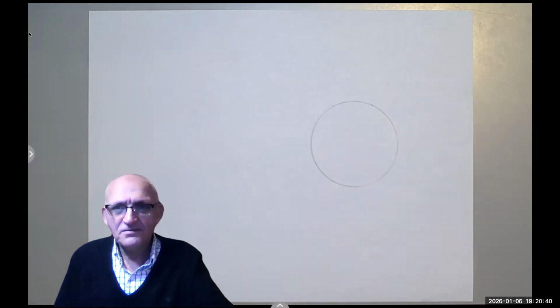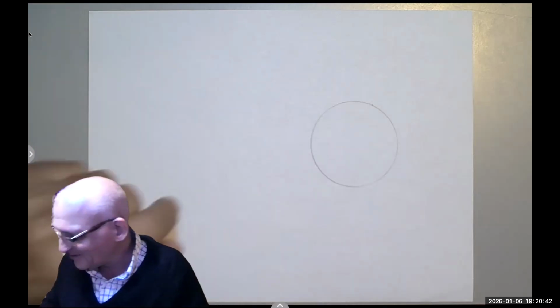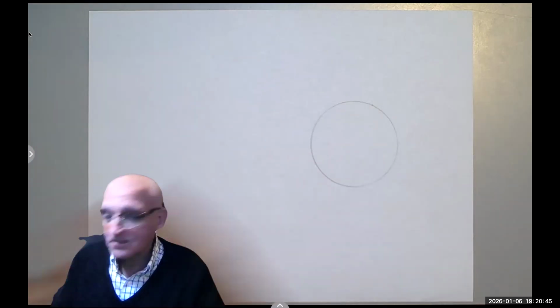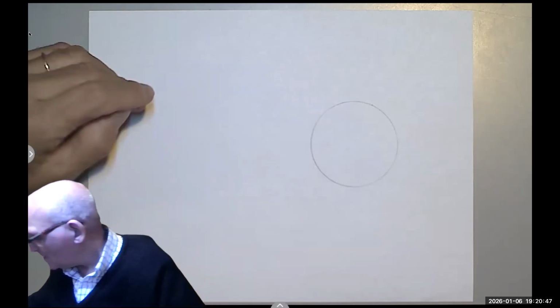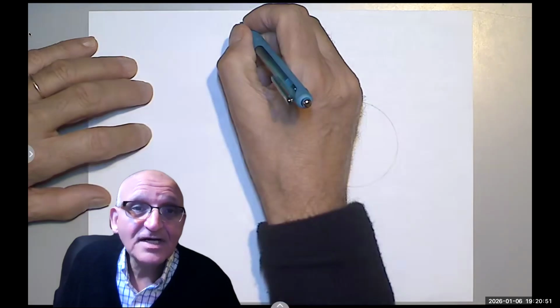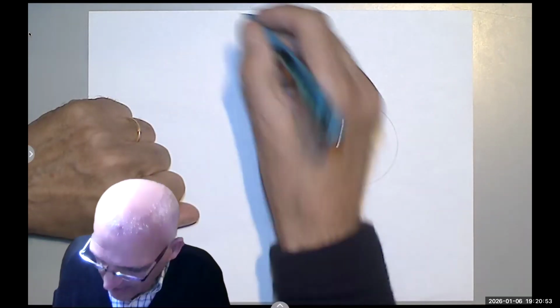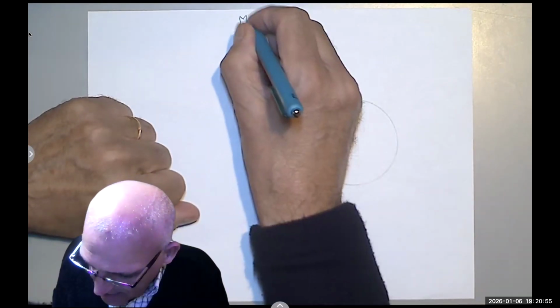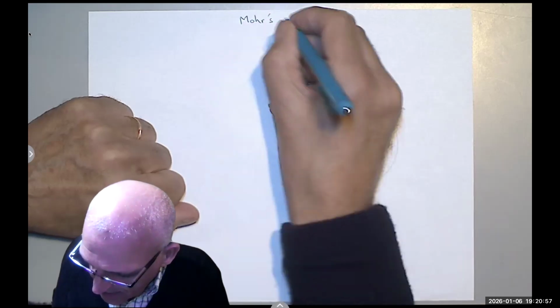You can see a circle, of course. Didn't want to waste your time. This is Mohr's circle, okay? So we are going to use Mohr's circle to look at stresses inside a material, okay? So Mohr's circle.